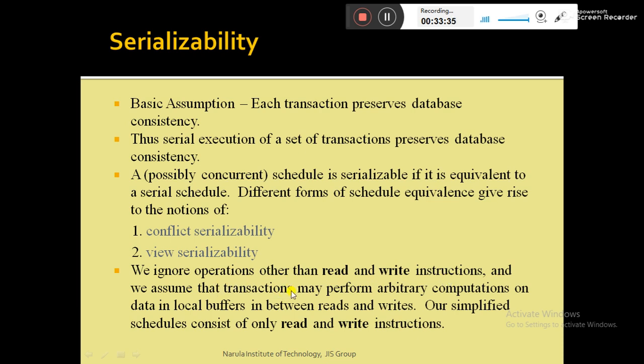We assume that a transaction may perform arbitrary computation on data in a local buffer between read and write operations. Which means, while doing conflict serializability to check whether a concurrent schedule is equivalent to a serial schedule or not, we are only considering read and write instructions. We are omitting the intermediate addition, deletion, multiplication kind of operations. We are not considering those instructions. We are only considering read and write operations.